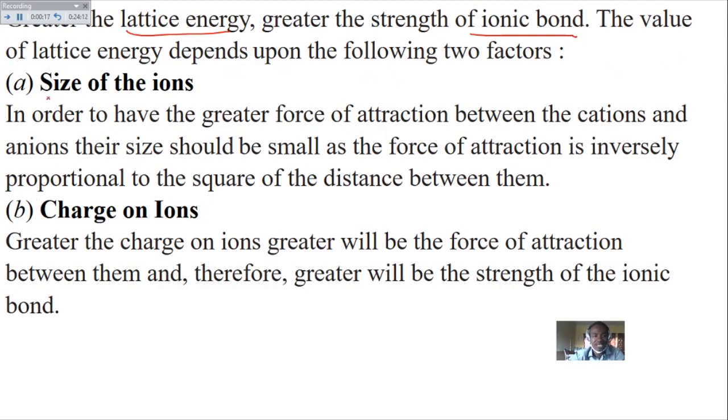The size of the ions. When you're talking about the size of the ion, in order to have a greater force of attraction between the cation and anion, their size should be small, as the force of attraction is inversely proportional to the square of the distance between them. The size must be very, very small.